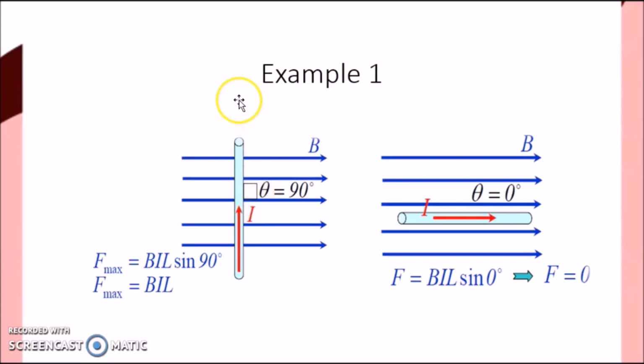Okay, so that's why we say that the conductor wire is perpendicular to the magnetic field, or we can always say that the current is perpendicular to B. For this case, current is parallel with B. So the angle is 0, sin 0 is 0, so the force is 0. There will be no magnetic force exerted on this wire for this case.